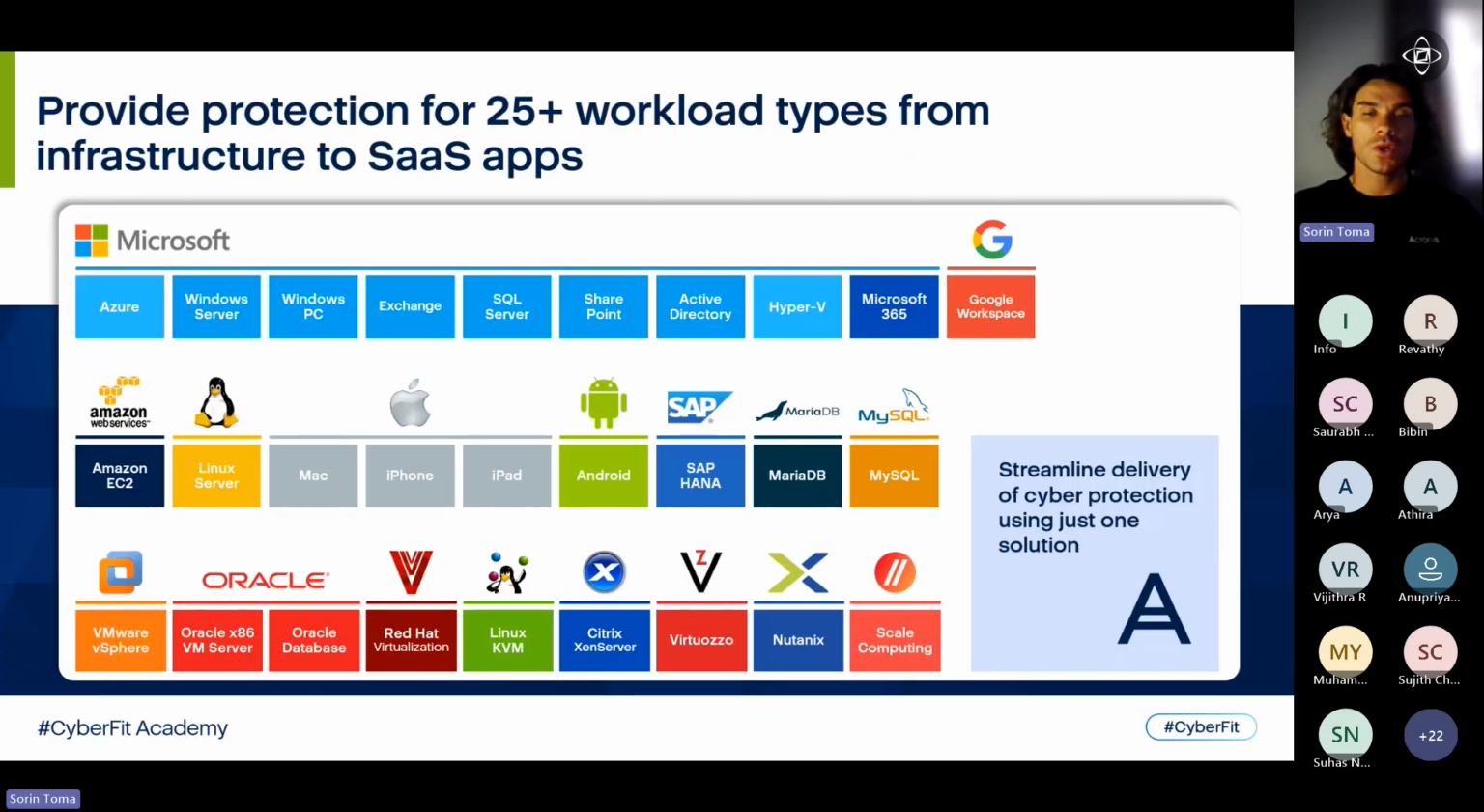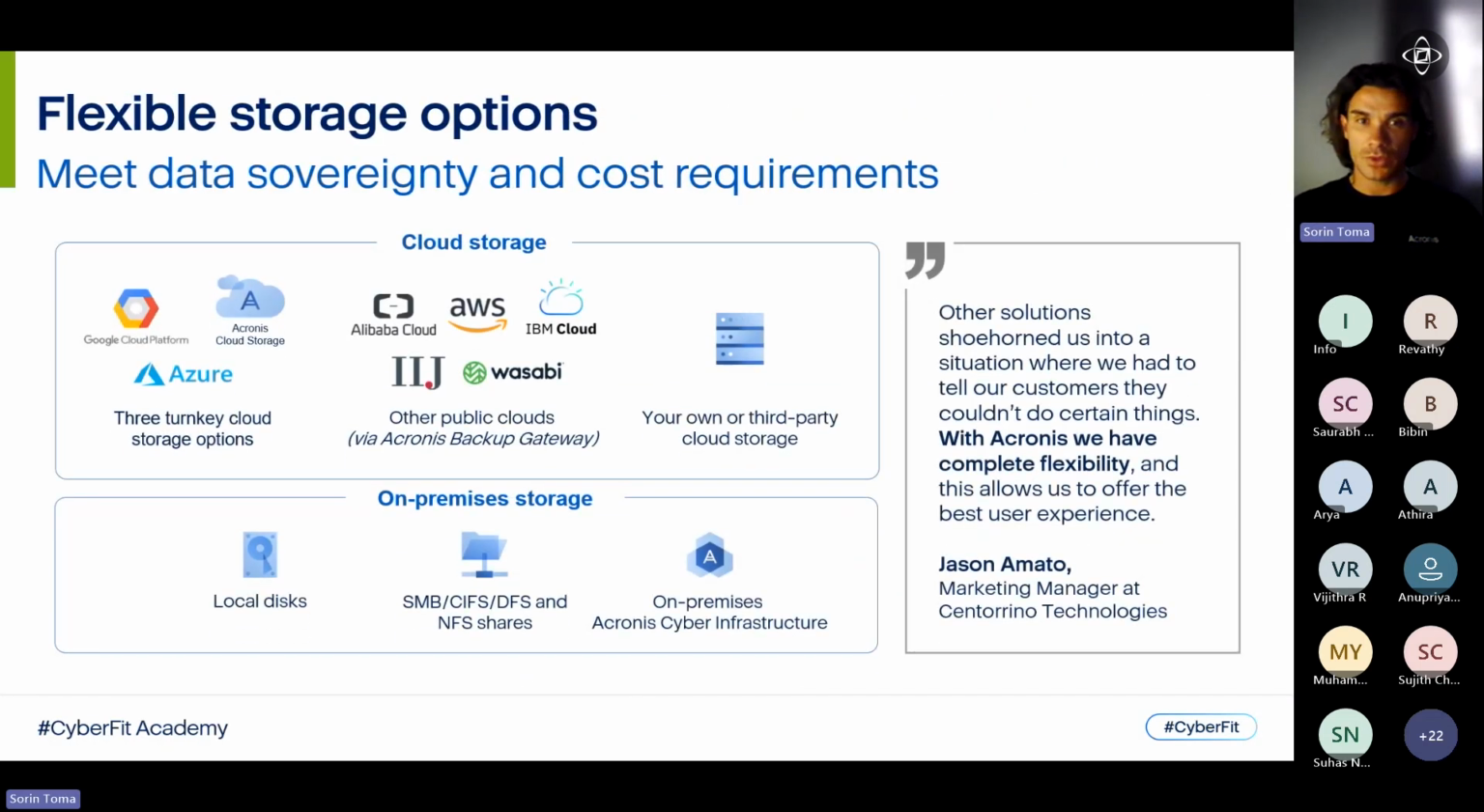Now, if we have to talk about deployment models, another differentiator, a benefit from Acronis to you. Backups can be stored on a variety of storage options so that you can meet your data sovereignty and your cost requirements as well. These include on-premise, local disks, network shares, cloud data centers, as the ones Acronis has in India, two of them, 56 worldwide.